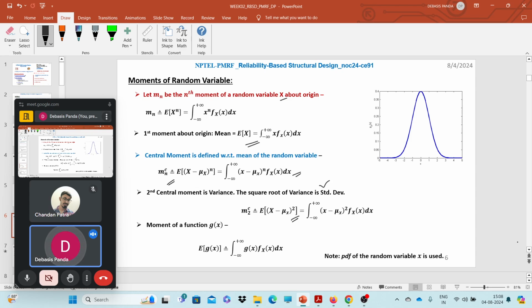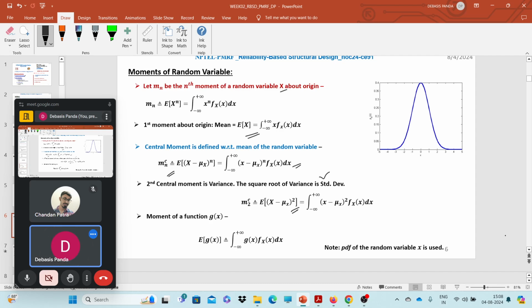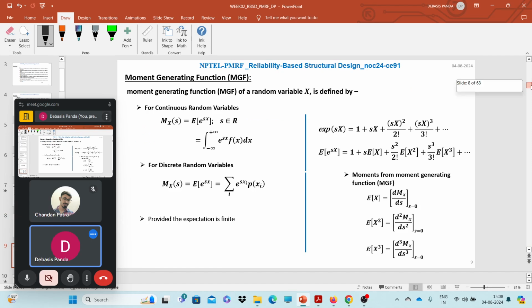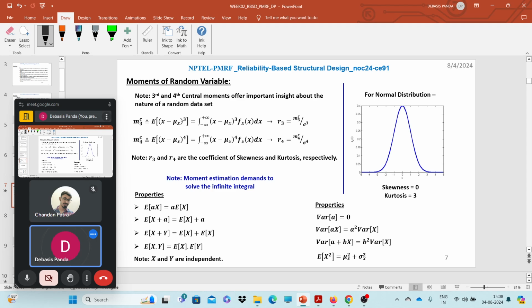Likewise, we can find other higher moments, like the third central moment and the fourth central moment. We have already seen that these moments are very important to quantify the uncertainties in the reliability problem, or to have certain insights about the data which we have.